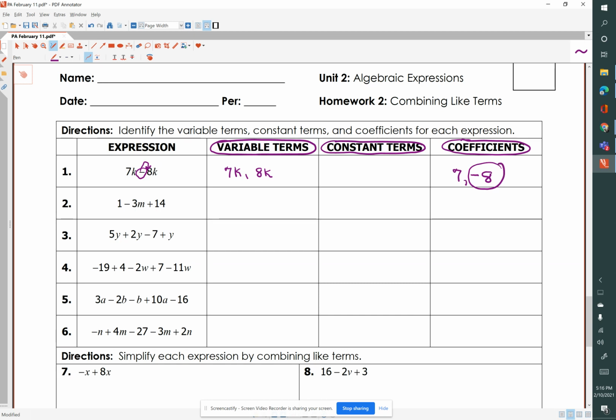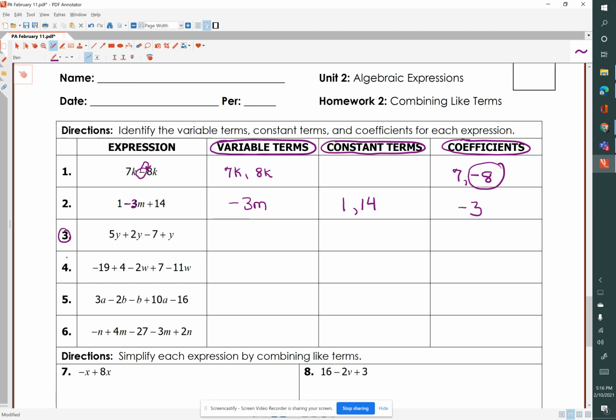Let's move on to the next one. We have 1 minus 3m plus 14. The only variable term there is the negative 3m. Same rule with the negative. It goes with the 3m. The constant terms, those numbers by themselves without variables, are 1 and 14. And those are both positive, but in this context, we do not need to put the positive symbol. We would need to put the negative symbol though. But the coefficient is the negative 3 in front of m, so our only coefficient is negative 3.